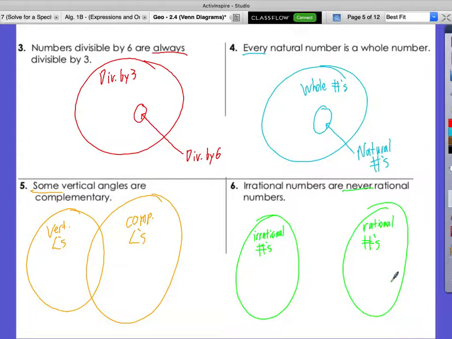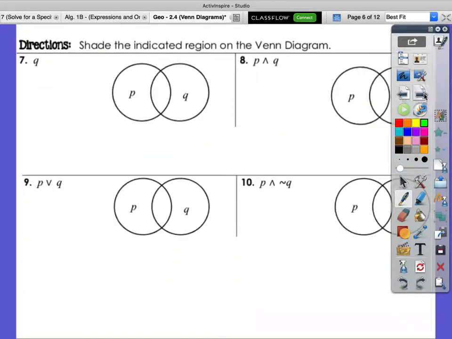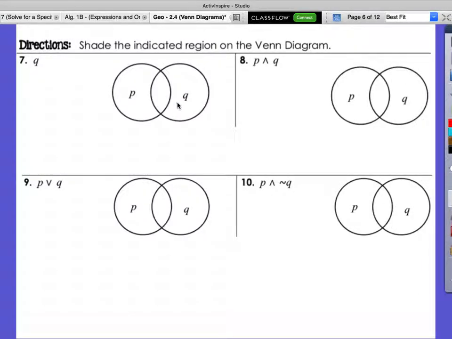Questions on that? Okay, so right below this, we're going to practice shading a bit. On number 7, shade the indicated region on this Venn diagram. So we have P and Q, and there's the overlap. We're talking about the section that's just Q. All of Q is what we want shaded.